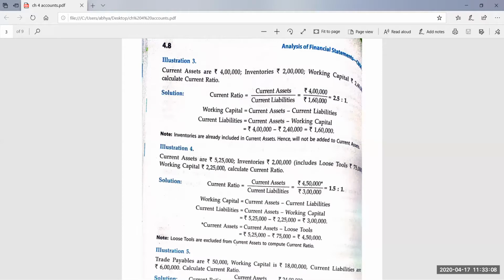Okay, so now the next question, if you people are not able to see, I am dictating the question. Write out fast. Trade payables 50,000, TP, you can write TP 50,000, working capital 18 lakh, current liabilities 6 lakh. Calculate current ratio. Find out fast.